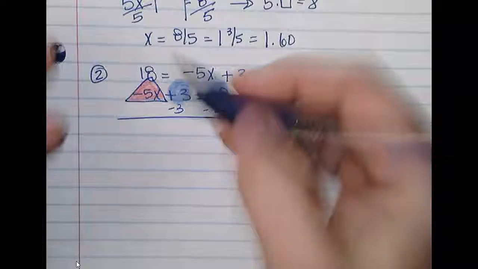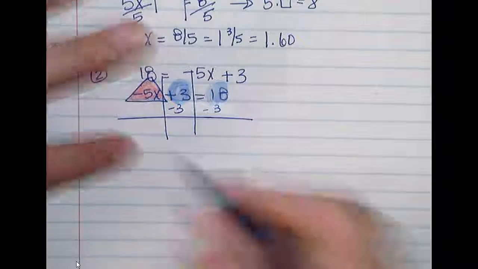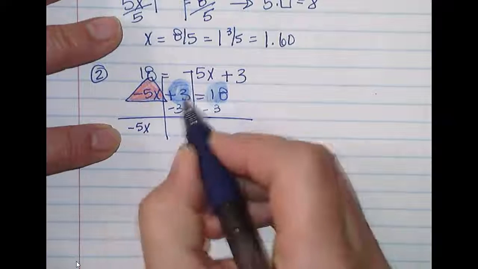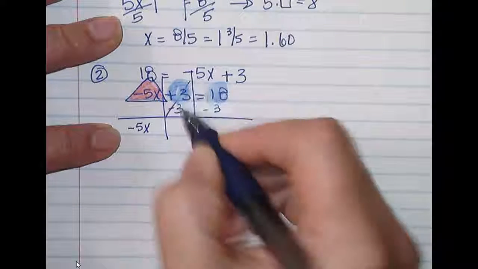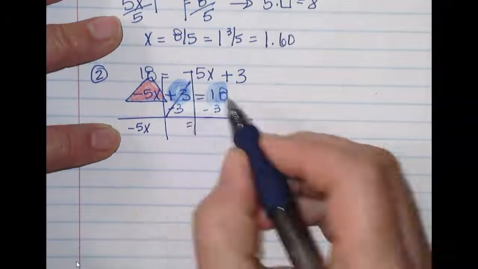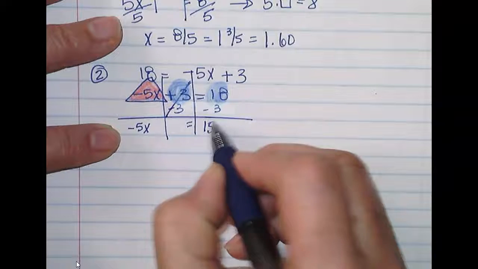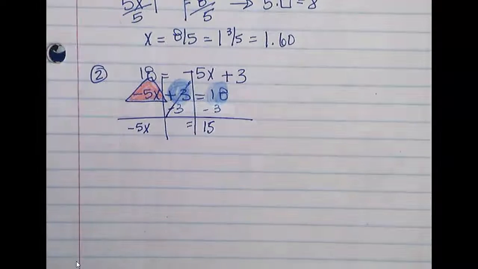Do 3 math problems. Bring that down. That's negative 5x. What's 3 minus 3? How about 0? Equal sign. What's 18 minus 3? How about 15? There's no more adding and subtracting to do. You can multiply, divide, but you may not do any more adding, subtracting.